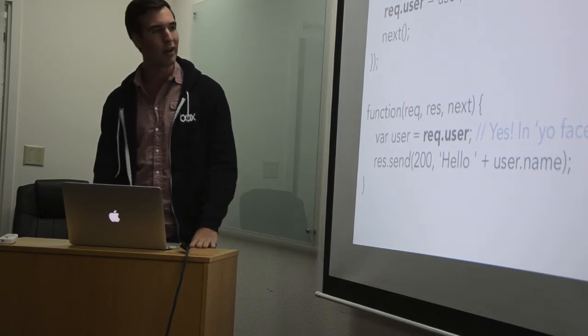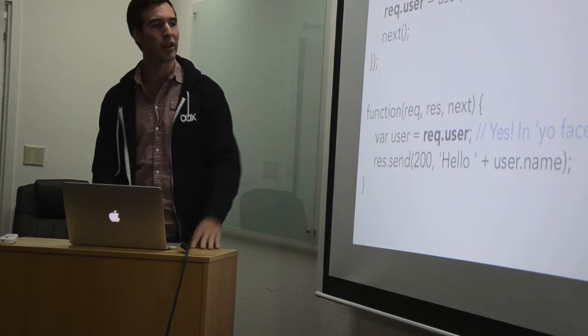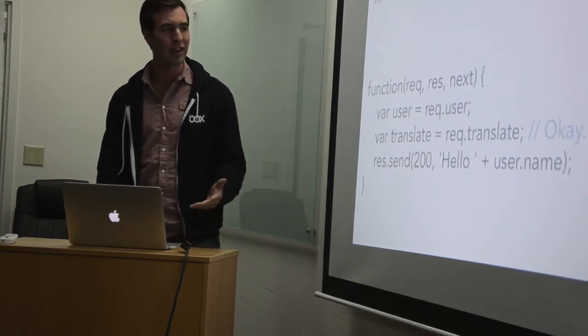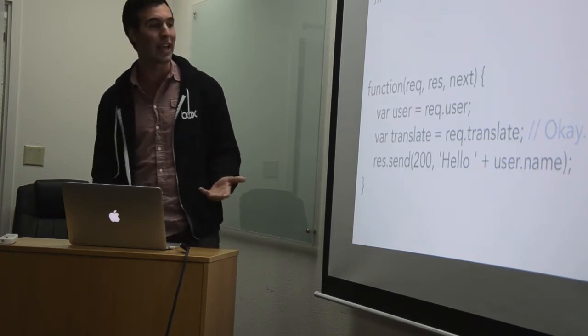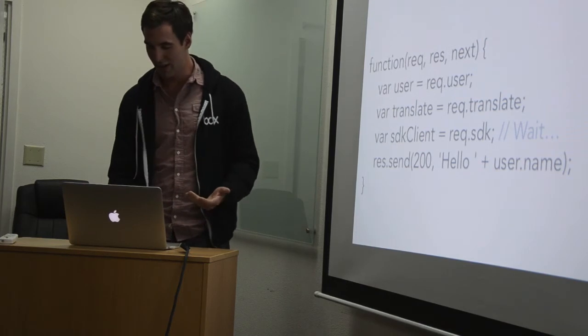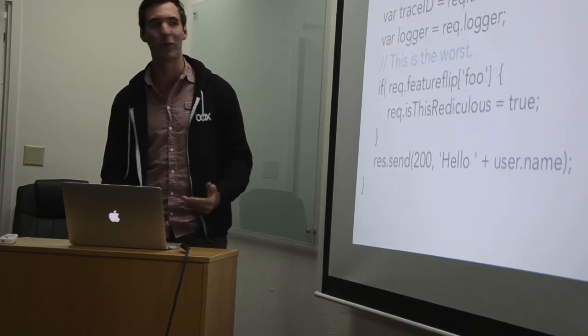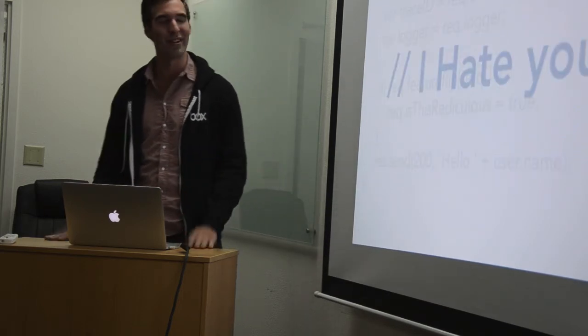Cool, so let's say maybe you want to translate the string. It would be a good web app, translate it to the user's locale. So let's translate it, and then we probably want to, let's see what else we can do. Maybe an SDK client for the user's tokens. Maybe do some tracing, some logging. There's a feature flip I've been wanting to do for a while. Kind of sucks, right? It doesn't really work too well.